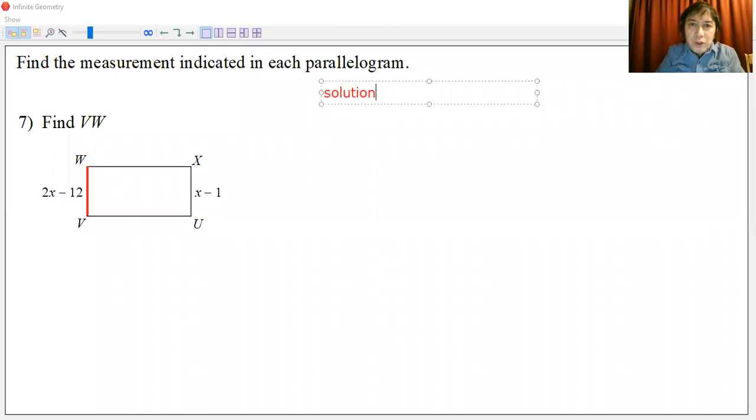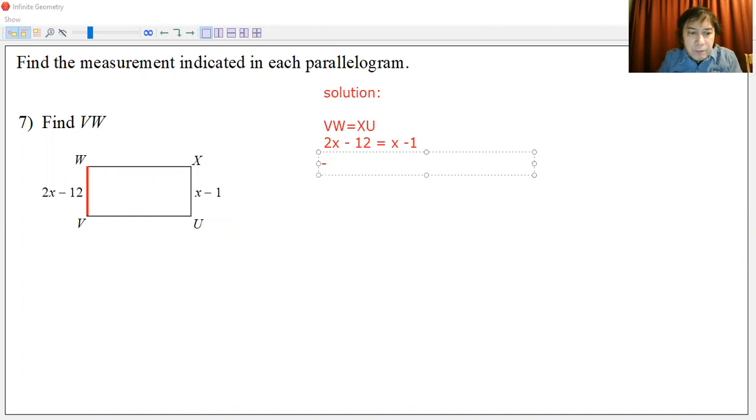Let's start with our solution. We have VW must be equal to XU there. And our working equation is 2x minus 12 must be equal to x minus 1. There. Okay. This is our working equation. Solve for x first. So we subtract the smaller x. So we subtract x first, subtracting it from both sides. Next line will be 2x minus x is just x. Minus 12 is equal to negative 1.